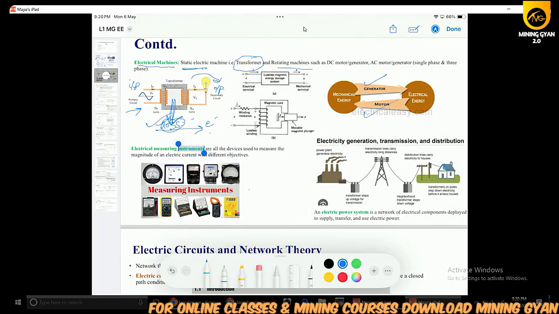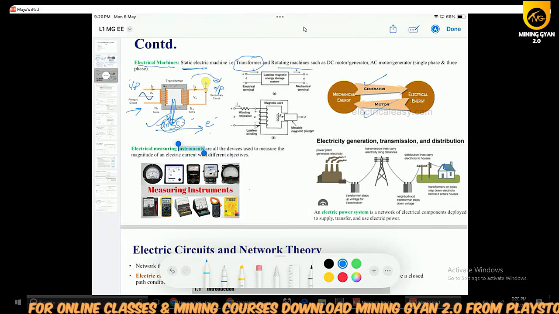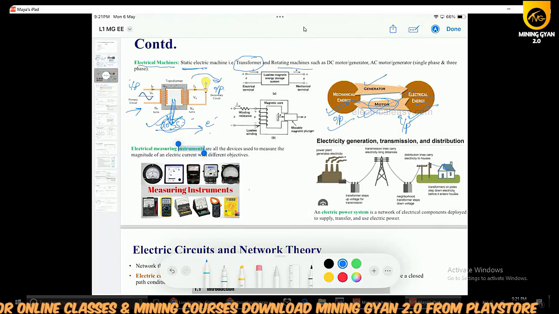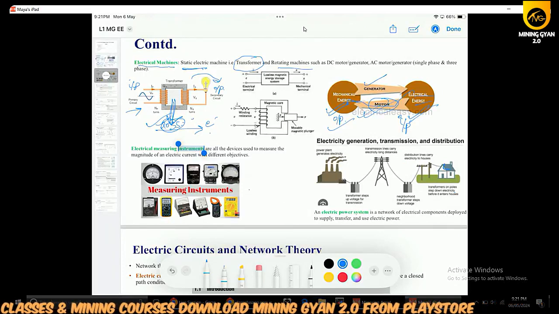But in case of a rotating machine, there will be rotating parts, and it will convert one form of energy to another form of energy. Let us say in case of a motor, we will provide electrical energy to its input, and we will collect the mechanical energy at its output. So electrical energy will get converted into mechanical energy in case of a motor, and just the reverse process will happen in case of a generator.